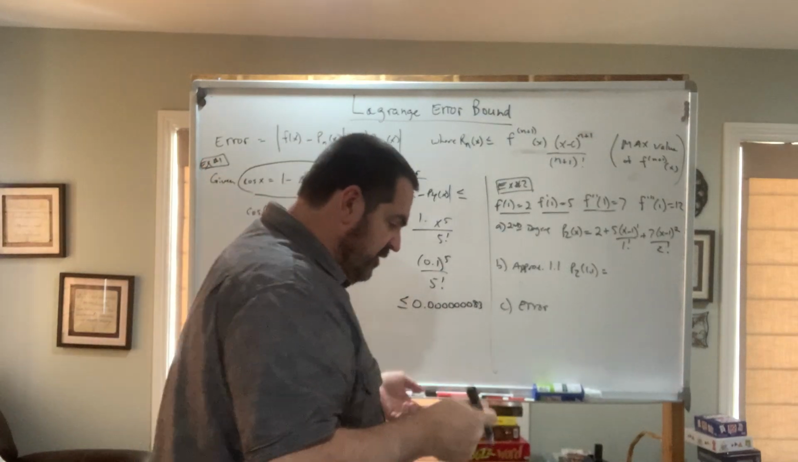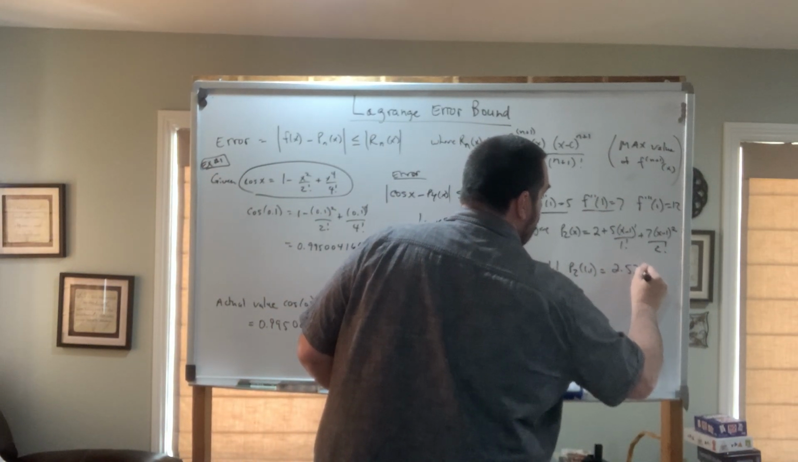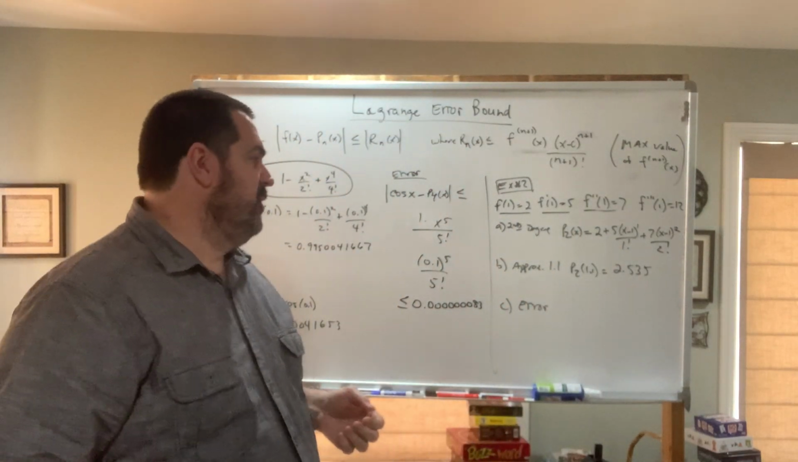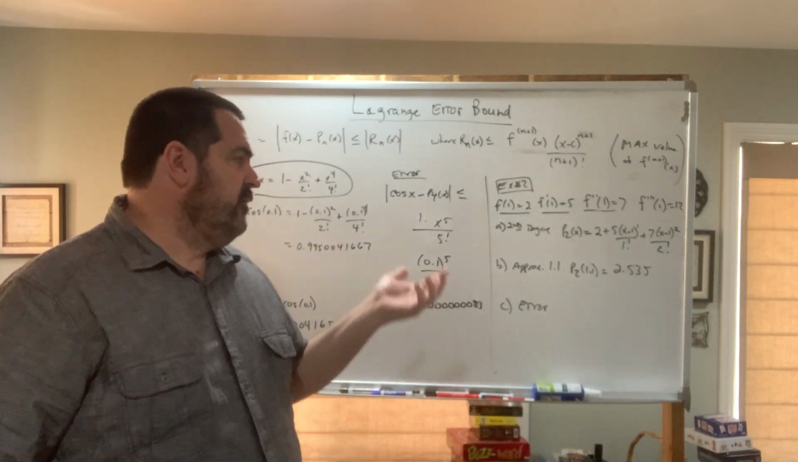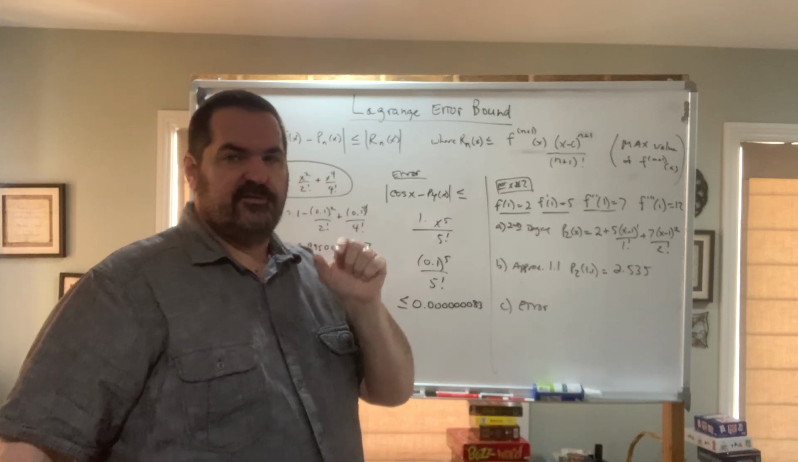It turned out I already did it. It was 2.535. So that's our approximate answer for 1.1. Well, Lagrange could say, well, how close we are. We don't know what the original problem looks like, but we can actually find the error. How close is this error?